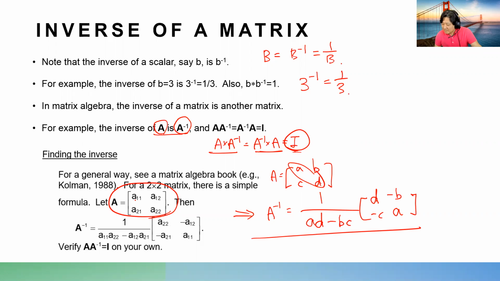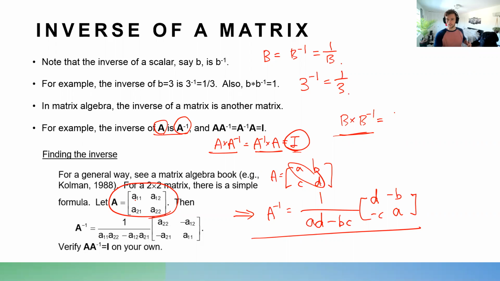Okay. So B matrix times B inverse is what? What is the answer? Any answer? Identity matrix, right? So if you multiply any matrix by its inverse matrix, it is the identity matrix.